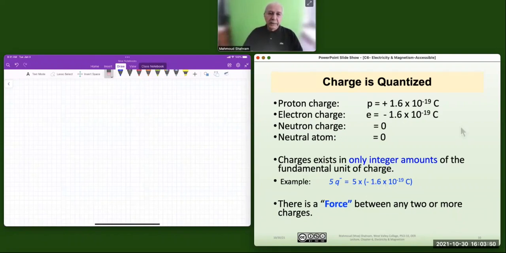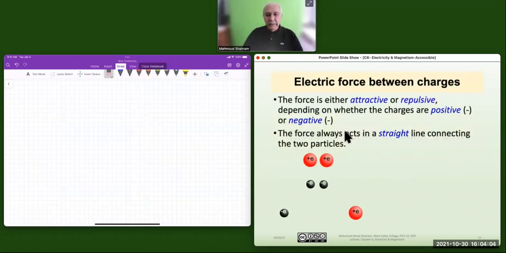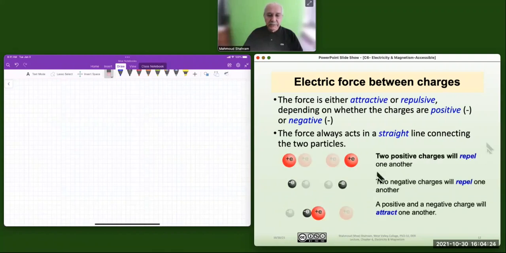These charges can attract or repel each other. So there is a force involved between them, and that force is the Coulomb force. We call it Coulomb's law. We see that like charges, whether they are positive or negative, repel each other, and unlike charges attract each other.